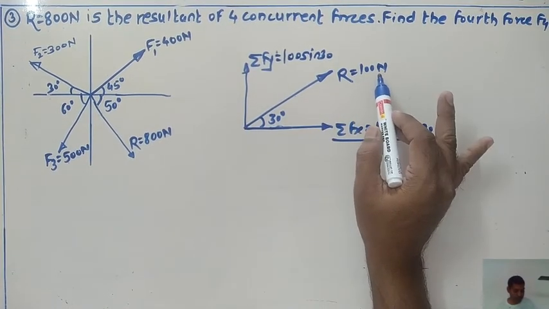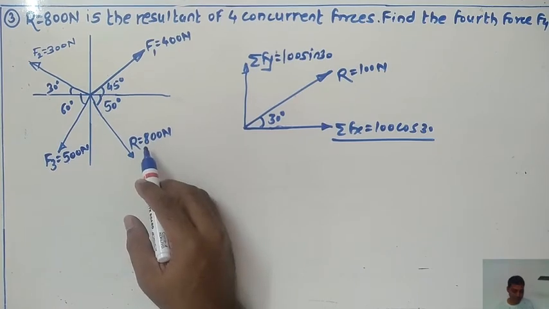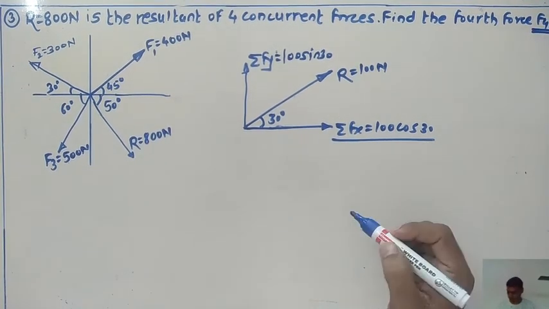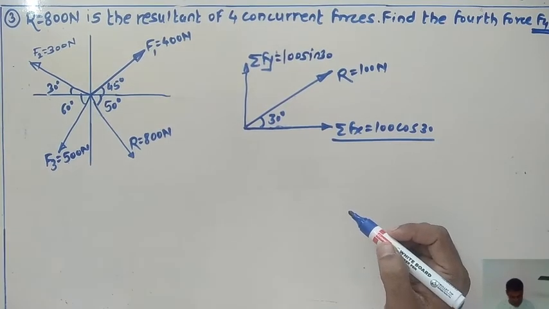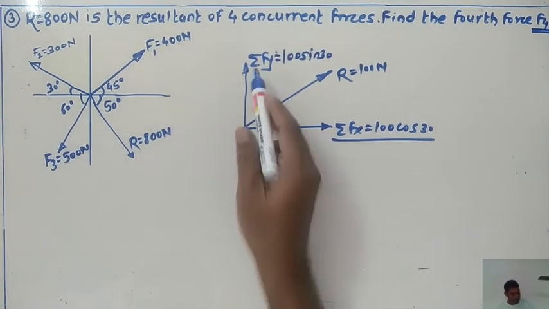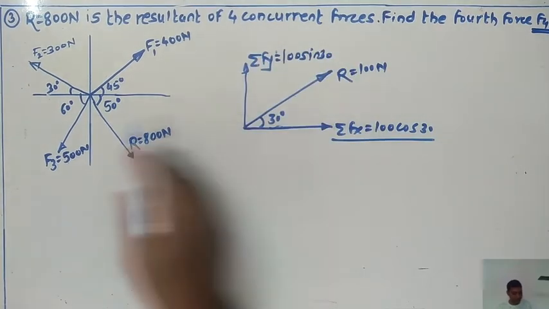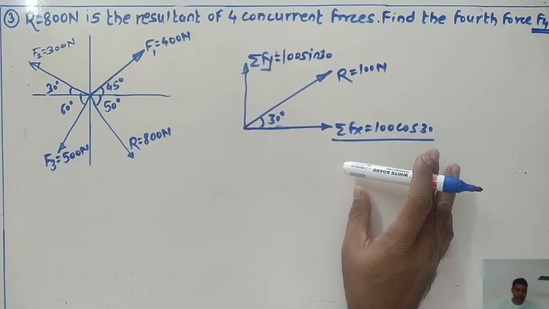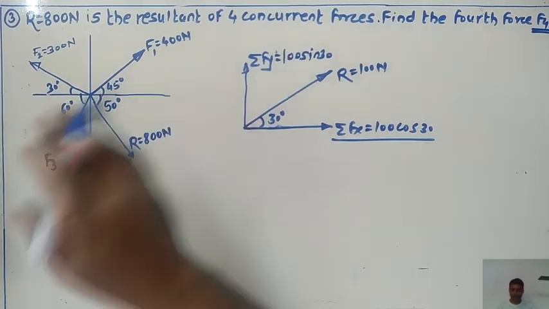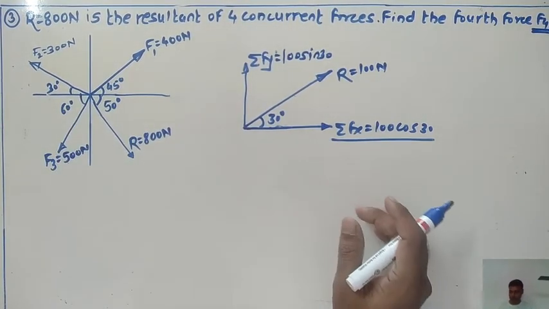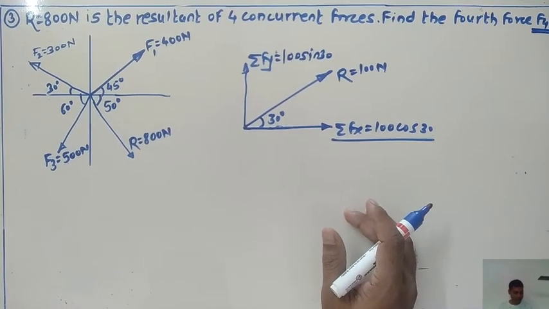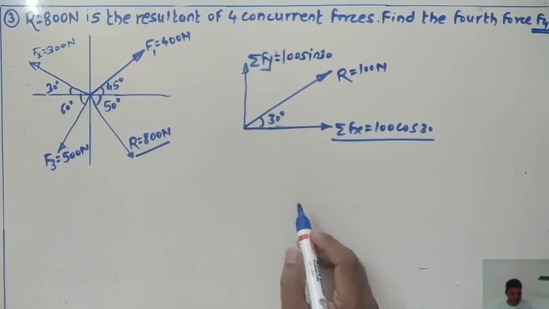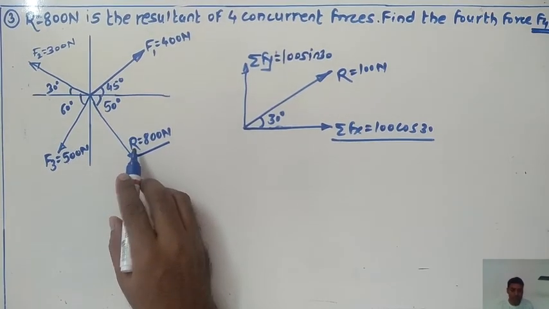Okay, so in this case the answer is given to you and you have to find out the value for the unknown force, that is F4. For that, this is actually not a part of your problem, but just an explanation with the help of a different problem. I'm just trying to give the explanation related to this one. So R is nothing but the 100 Newton given.